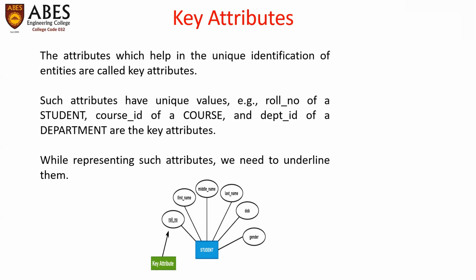As you can see in the diagram, I have a student, and then I have a few attributes of it like roll number, first name, middle name, last name, DOB, and gender. Now, I know that roll number can uniquely identify each student. So this will be the key attribute in this entity. And in the ER diagram, key attributes are represented with the help of an underline. So we have the attribute and we underline it to make it the key attribute.